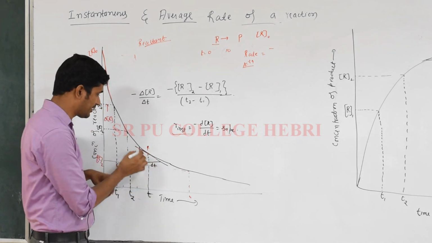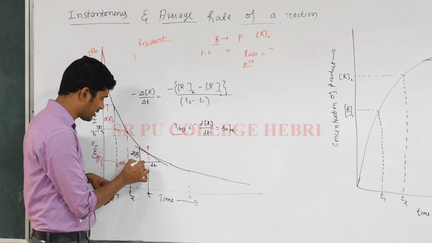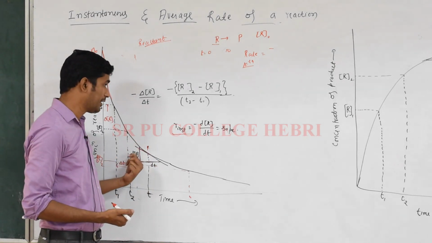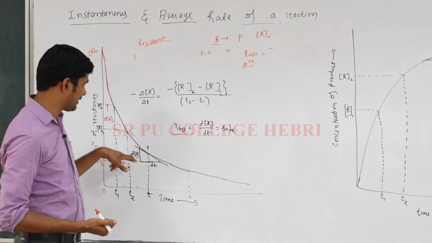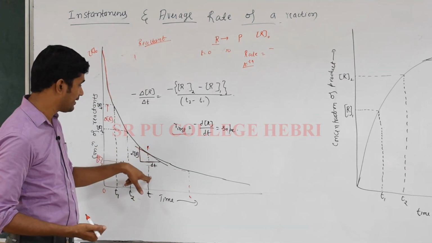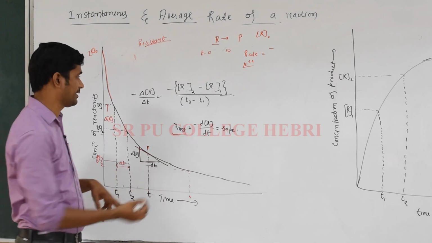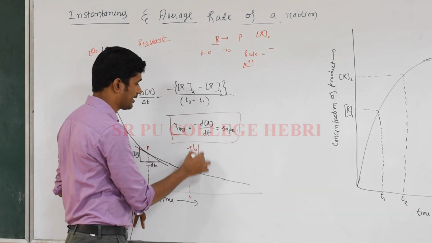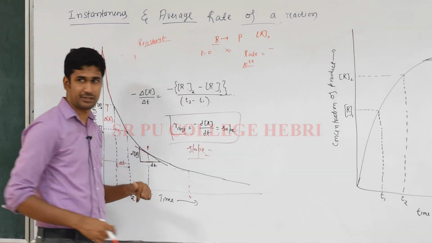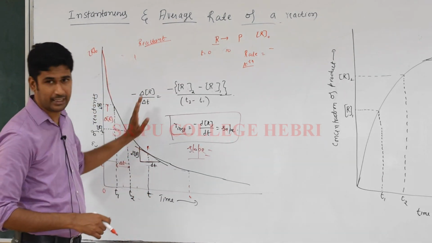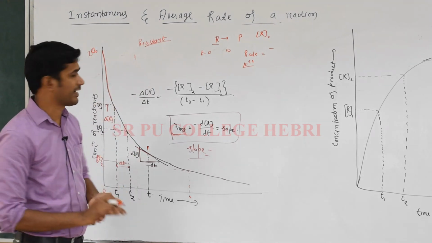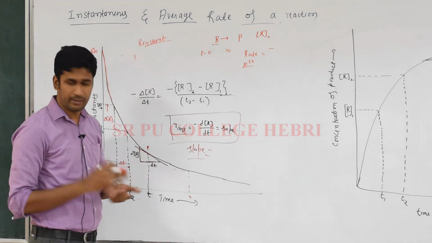After drawing the tangent, you calculate the slope. Slope is nothing but dy by dx, that is dr by dt, d of r divided by dt. So this is your instantaneous rate. Instantaneous rate is nothing but the slope of the tangent. Understood? Yes, you have studied this in mathematics. So this is the representation of rate of reaction in terms of reactant.